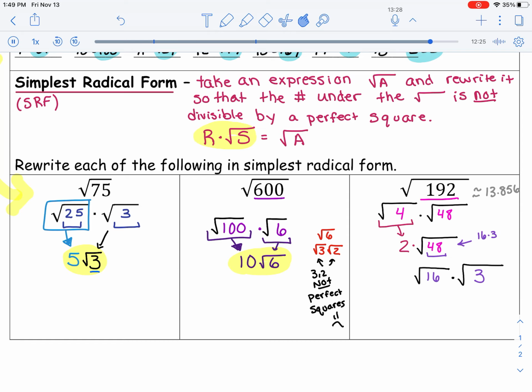And we know that the square root of 16 is 4. Now I have not changed my root 3, so it's still times root 3. And I'm still being multiplied by the number 2 out front from my previous simplification. So we have 2 times 4 times root 3. And we know that 2 times 4 equals 8. So 8 times the square root of 3 is my simplest radical form.